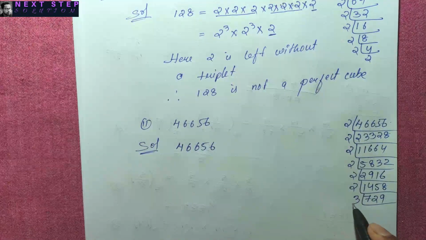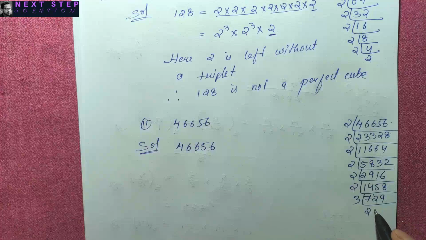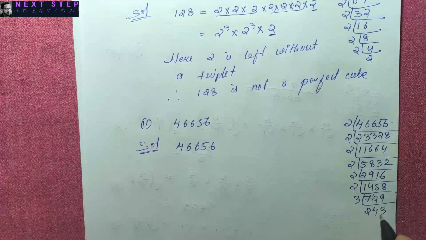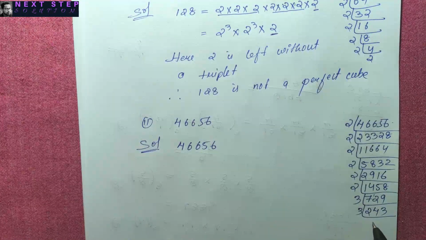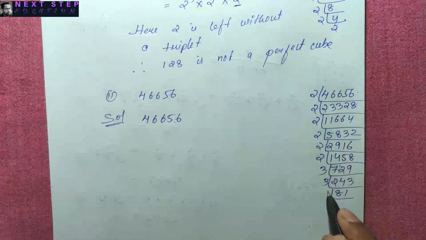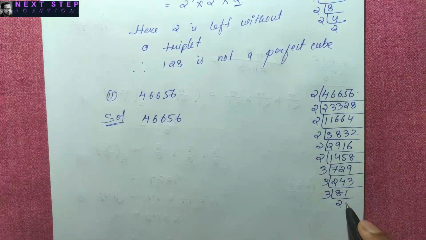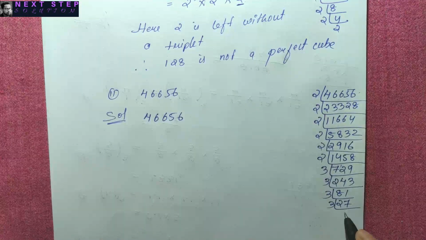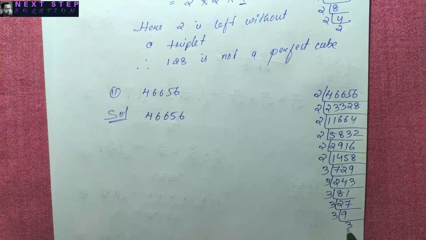This comes in the table of 3. 3 2s are 6. 3 4s are 12. 3 3s are 9. 3 8s are 24. 3 1s are 3. Then furthermore, this comes in the table of 3. 3 2s are 6. 3 7s are 21. 3 9s are 27. And 3 3s are 9.